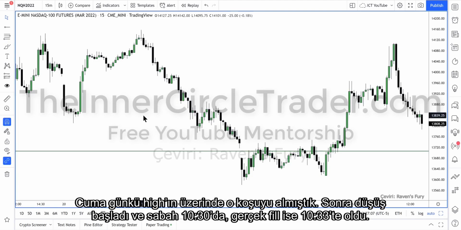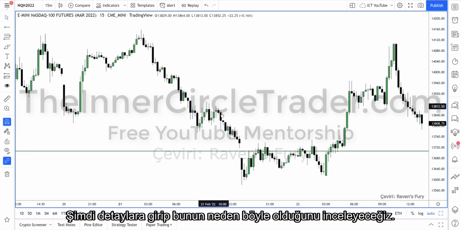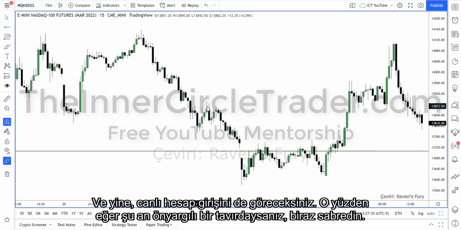All right, so we had that run on Friday's high here. Started the breakdown, and at 10:30 in the morning, 10:33 was the actual fill. So it was right in that candle, right in here. I'm trading in that candle, going short. So we're going to go into the details and look at why that was the case. And again, you'll see the live account, log in the business.